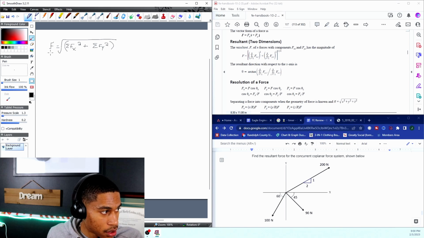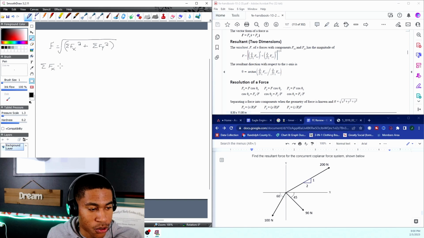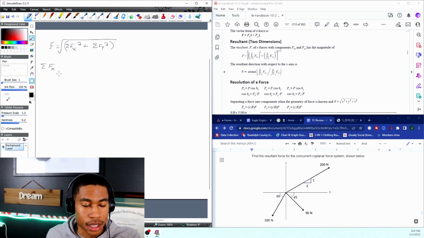So I'm just going to break it up: sum of the forces in the x. And if I'm going too slow, feel free to speed through the video. I'm actually not the fastest, but I find once I understand the concept, I can move through the problems a lot faster.